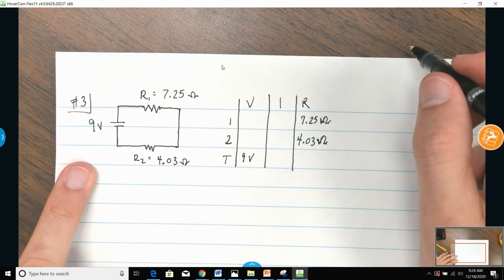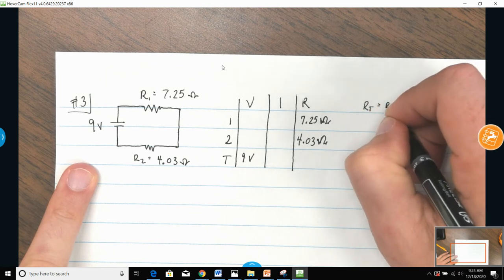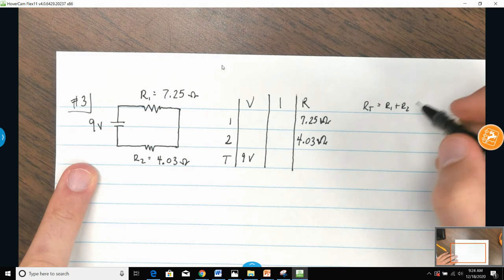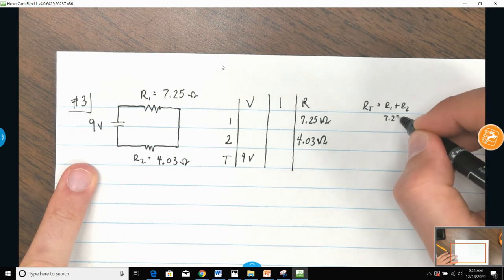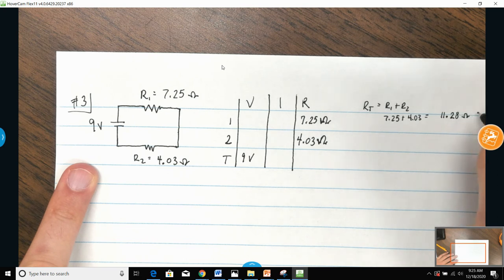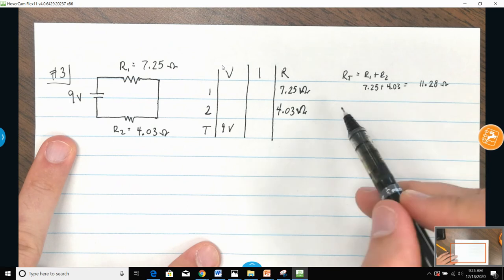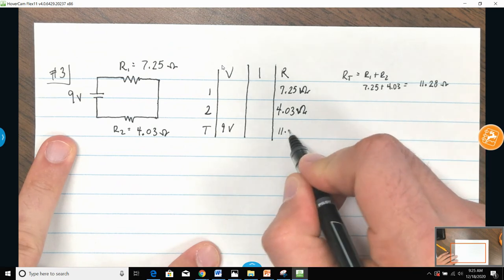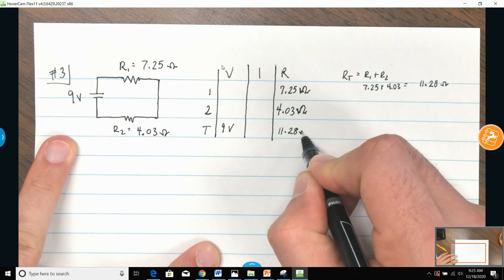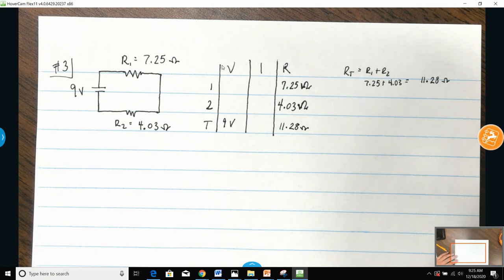Okay, so again, you can figure out what the total resistance is by doing what? Adding up all the resistors that you have. So if you do that, you have your 7.25 plus your 4.03, and you're going to get an RT value of 11.28 ohms. So once I know that, I can put it down here, this 11.28 ohms.